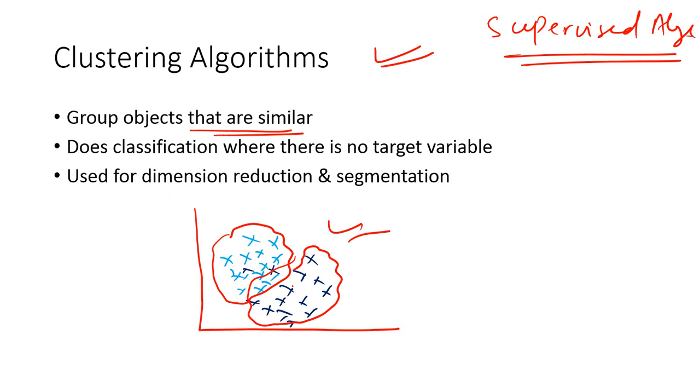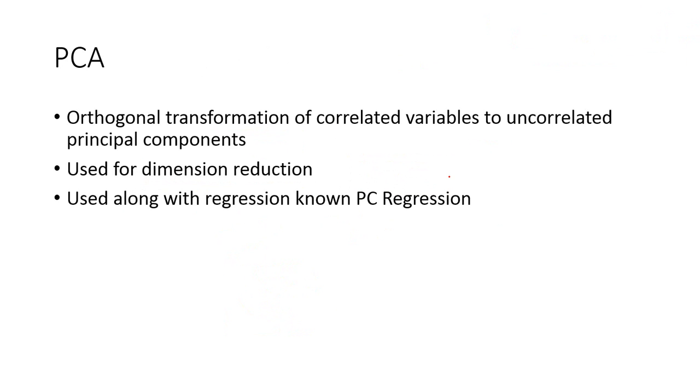the cross marks of different colors. So what will a clustering algorithm do? It's going to group the similar looking data points or maybe variables. So it does classification where there are no target variables, and that's important to note here. And it is used for dimension reduction, and it's also used for segmentation purposes.